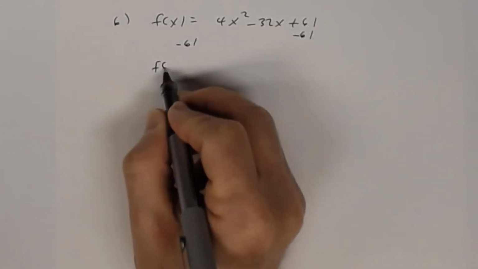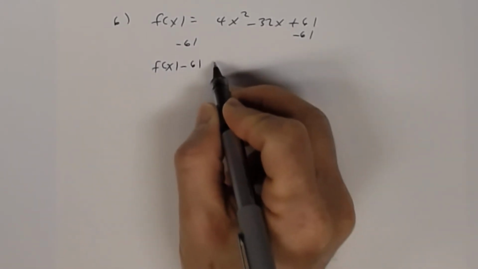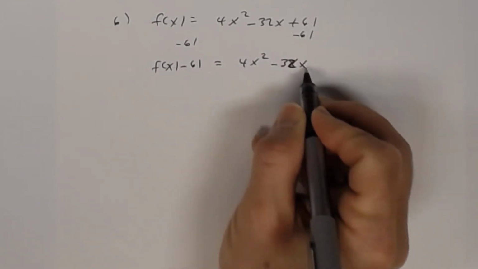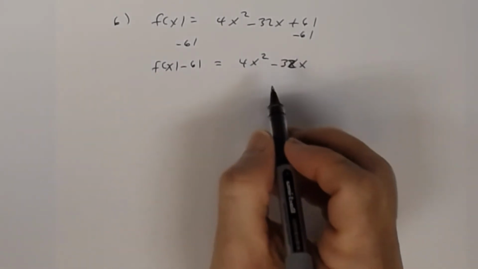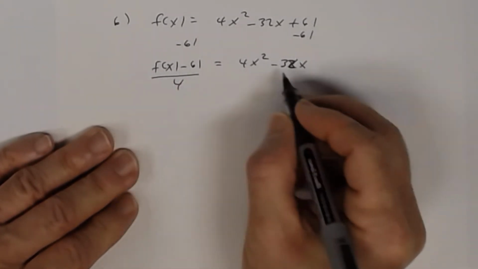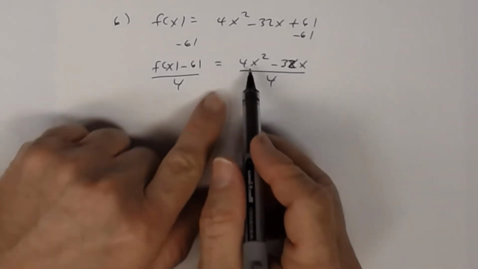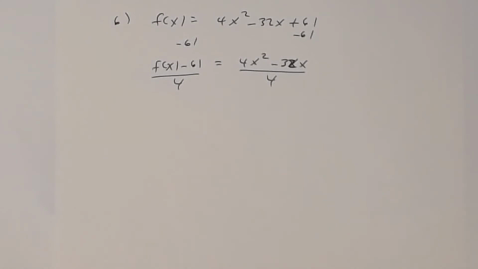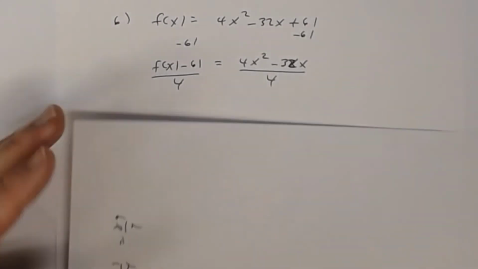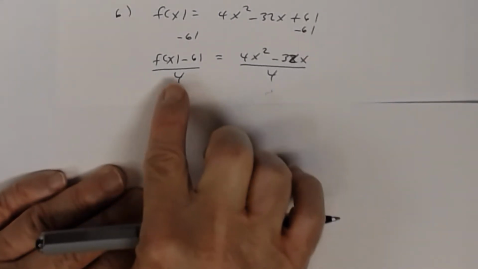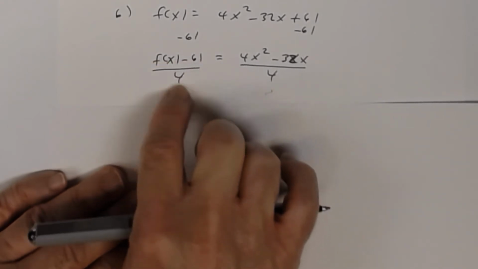So I get f of x minus 61 equals 4x squared minus 32x, right? Okay. Then we're going to divide both sides by 4. So I'm going to divide both sides by 4, just like this. Now what I'm going to do here is I'm going to rewrite this. So remember, this right here means this. Let's go ahead and rewrite all of this.